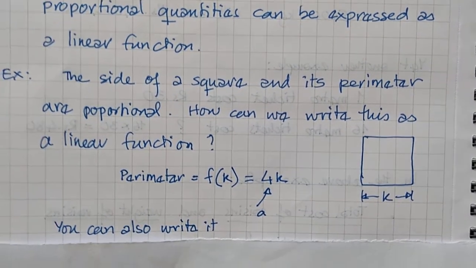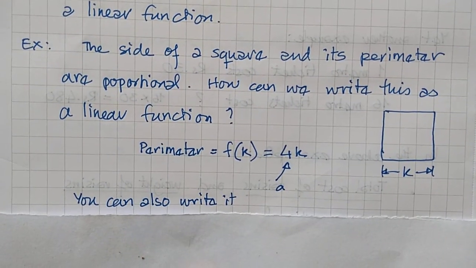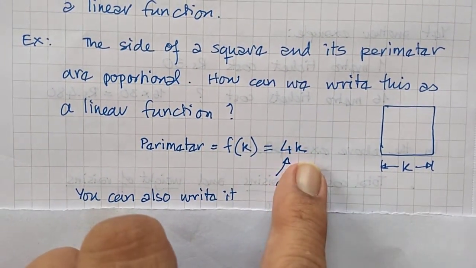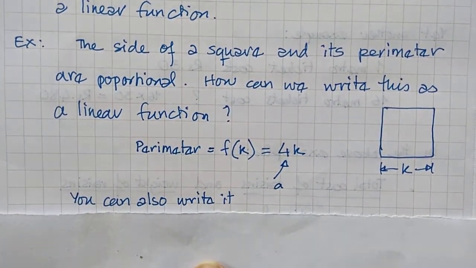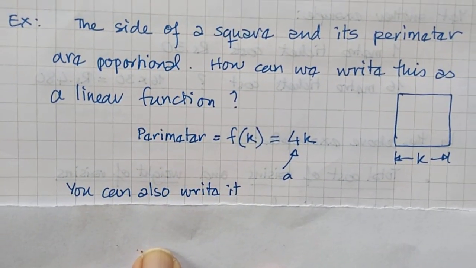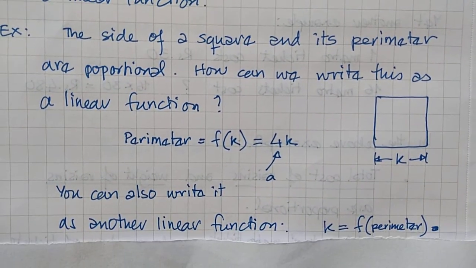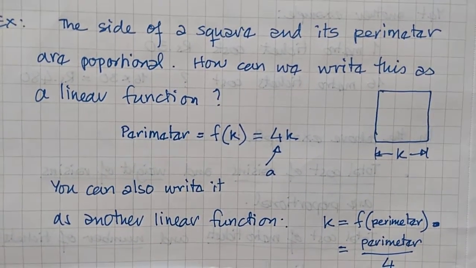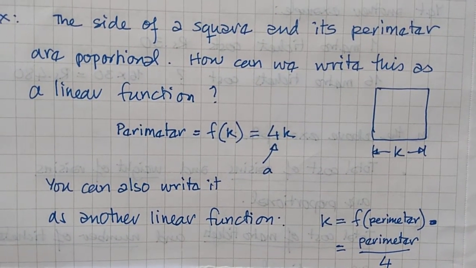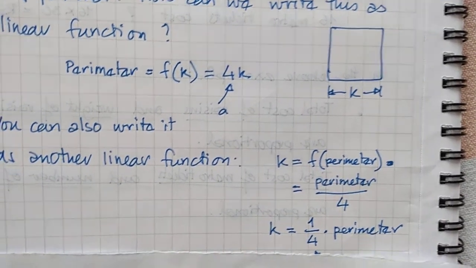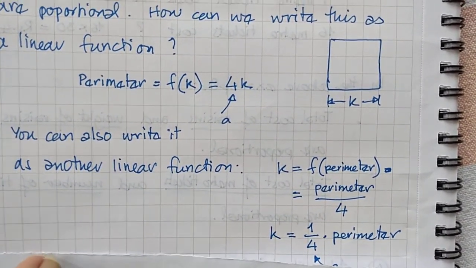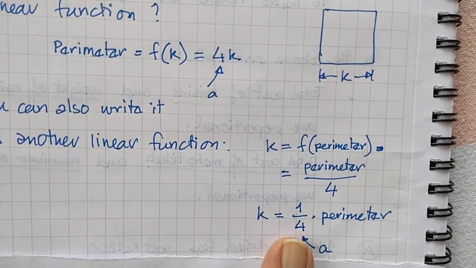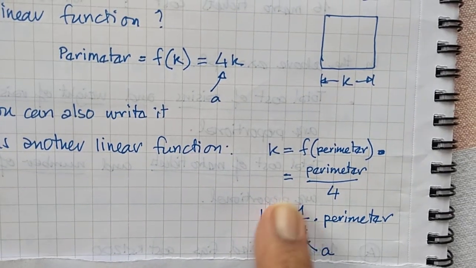In this example, you can also write it as a reverse equation. We can put k here and you can make it a function of the perimeter. If you know the perimeter, you can calculate the side also. So you can write it as another linear function. You can write k is a function of the perimeter is equal to perimeter over 4, or to write it more clearly so that it's understandable, you can write k is equal to 1/4 of the perimeter, 1/4 into the perimeter, and in this case this is our a.